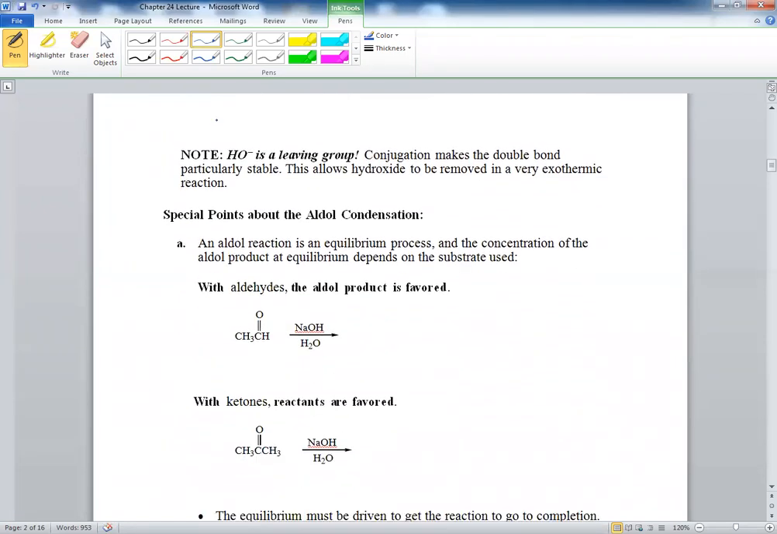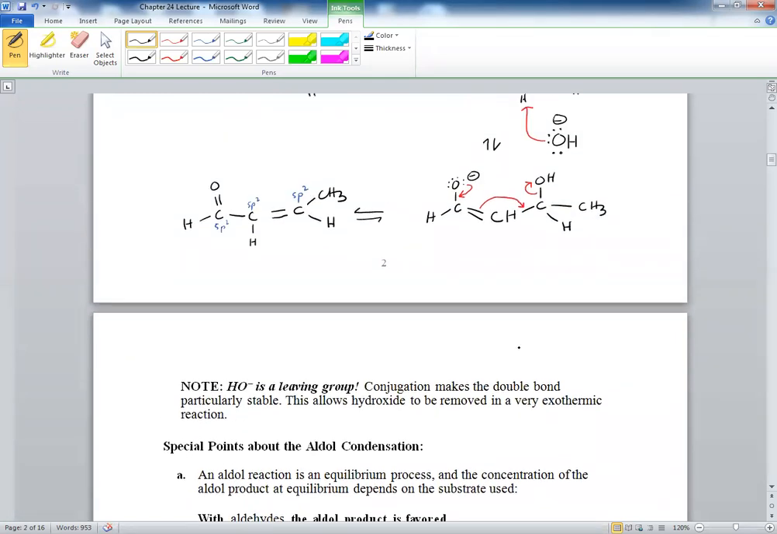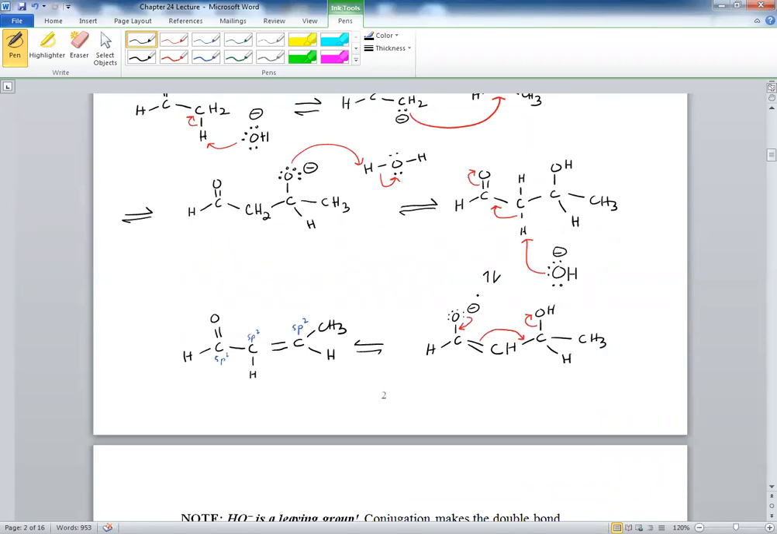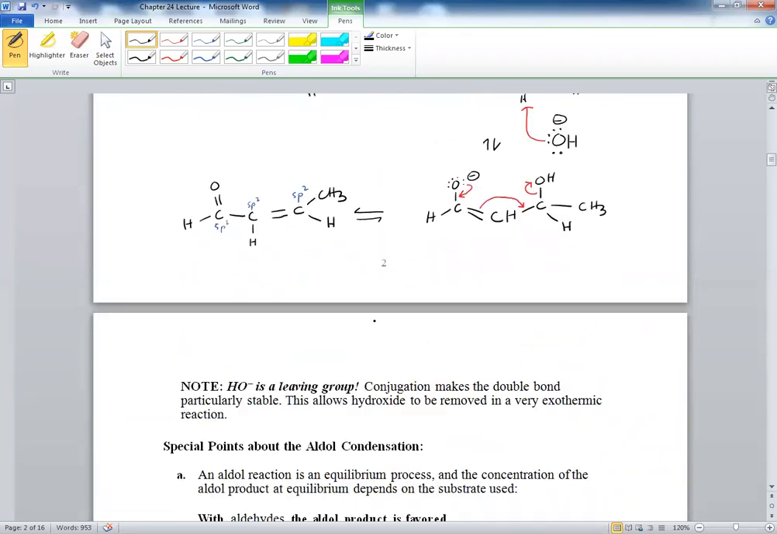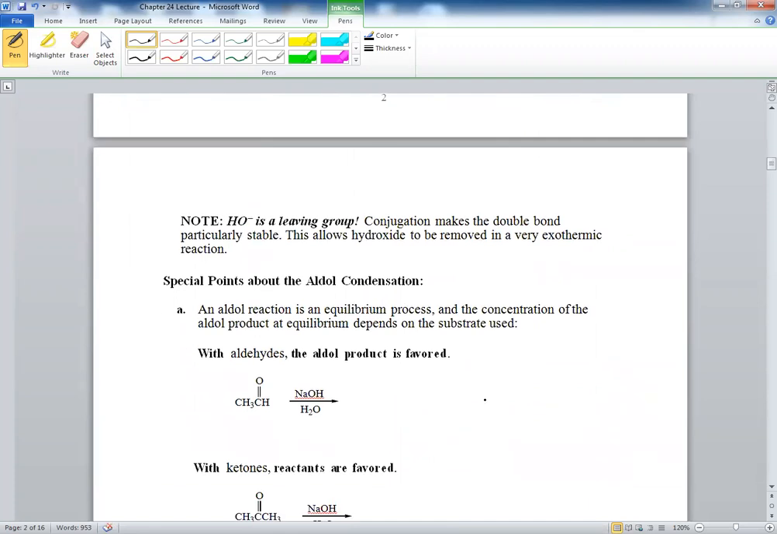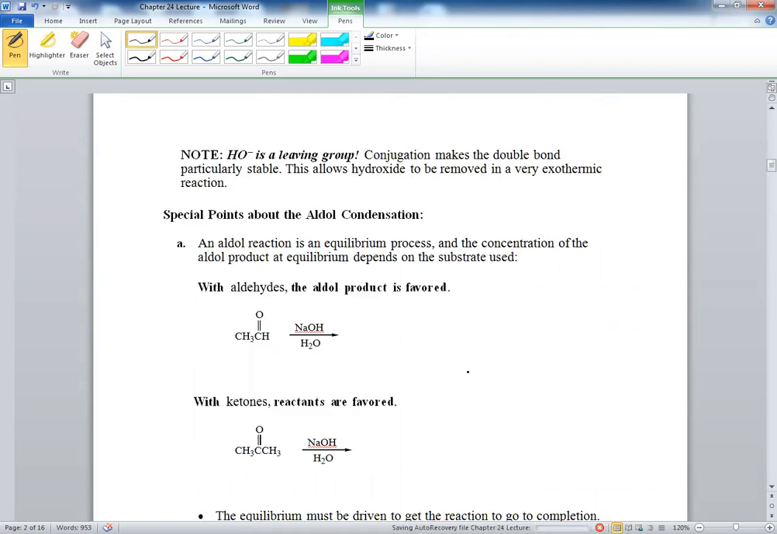Now, there are a few things we need to talk about with the aldol condensation. Number one is the aldol reaction. An aldol reaction is an equilibrium process, and the concentration of the aldol product at equilibrium depends on the substrate used. Notice I used equilibrium arrows. So this is an equilibrium process. And if you recall from Gen Chem 2, the concentration plays a role in forming the product. But we also need to know what substrate we're using.